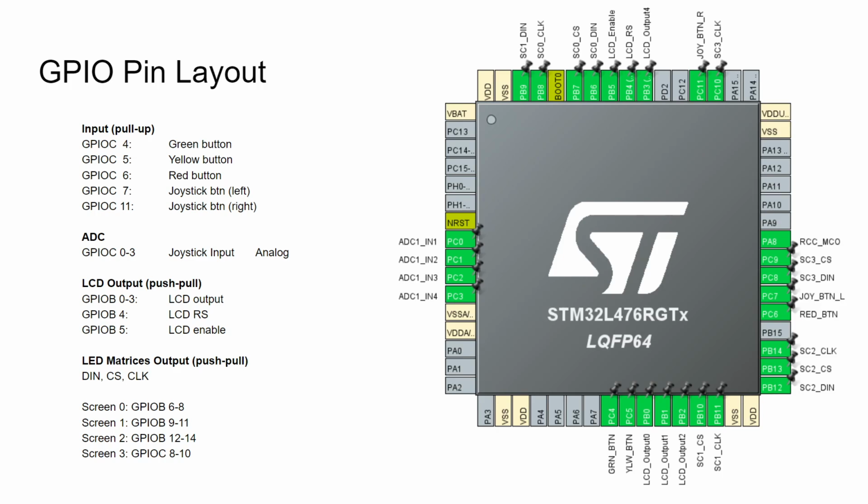For the LCD output, we used the same pins that we used in a previous lab, which was GPIO B 0 through 5. Each LED matrix had a set of 3 pins to send data out to the display: data in, chip select, and clock. These pins were configured to be push-pull.